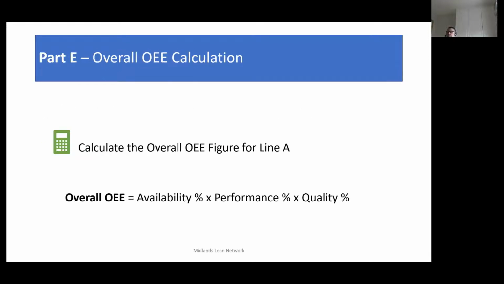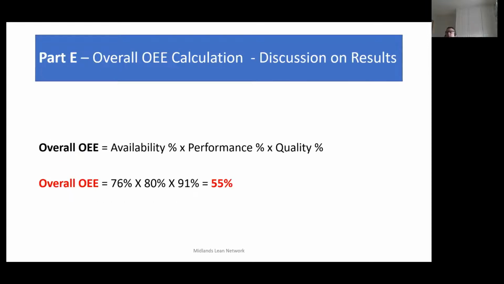Now, I just want to give you the figures that we had there. I want you to calculate the overall OEE for this particular line. The overall OEE is availability by performance by quality. The availability was 76%. We calculated the performance at 80%, and we calculated the quality at 91%. What is the overall OEE figure for the line? So it'd be 0.76 by 0.8 by 0.91. And when we do that, we get an overall OEE figure of 55%.